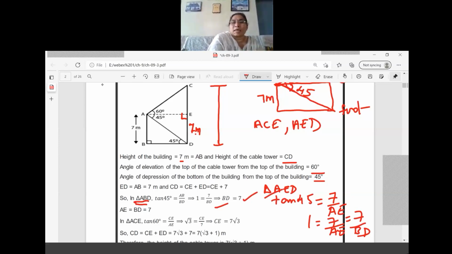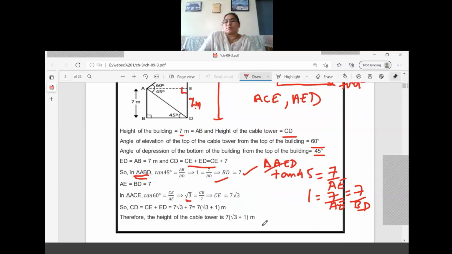Now what is the next triangle? Triangle ACE only. Tan 60 we should write as opposite side by adjacent side, CE by AE only. Tan 60 is root 3. Then CE by 7 equals root 3, so CE equals 7 root 3. So we got two values, one for BD, another one for CE. Now what is asked in the question? CD is asked in the question. CD we have already calculated as CE plus 7 only. The CE value substituted, and its answer is 7 into root 3 plus 1 meters only.